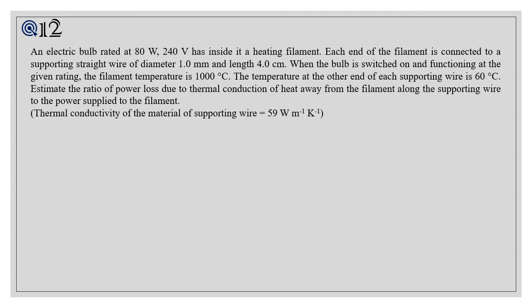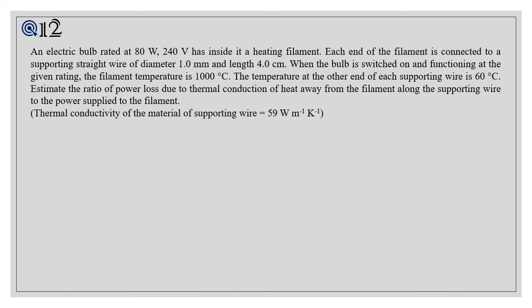So we are now at question number 12. An electric bulb rated as 80 watt, 240 volt has inside it a heating filament. Each end of the filament is connected to a supporting straight wire of diameter 1.0 mm and length 4.0 cm. When the bulb is switched on and functioning at the given rating, the filament temperature is 1000 degrees Celsius. The temperature at the other end of each supporting wire is 60 degrees Celsius.